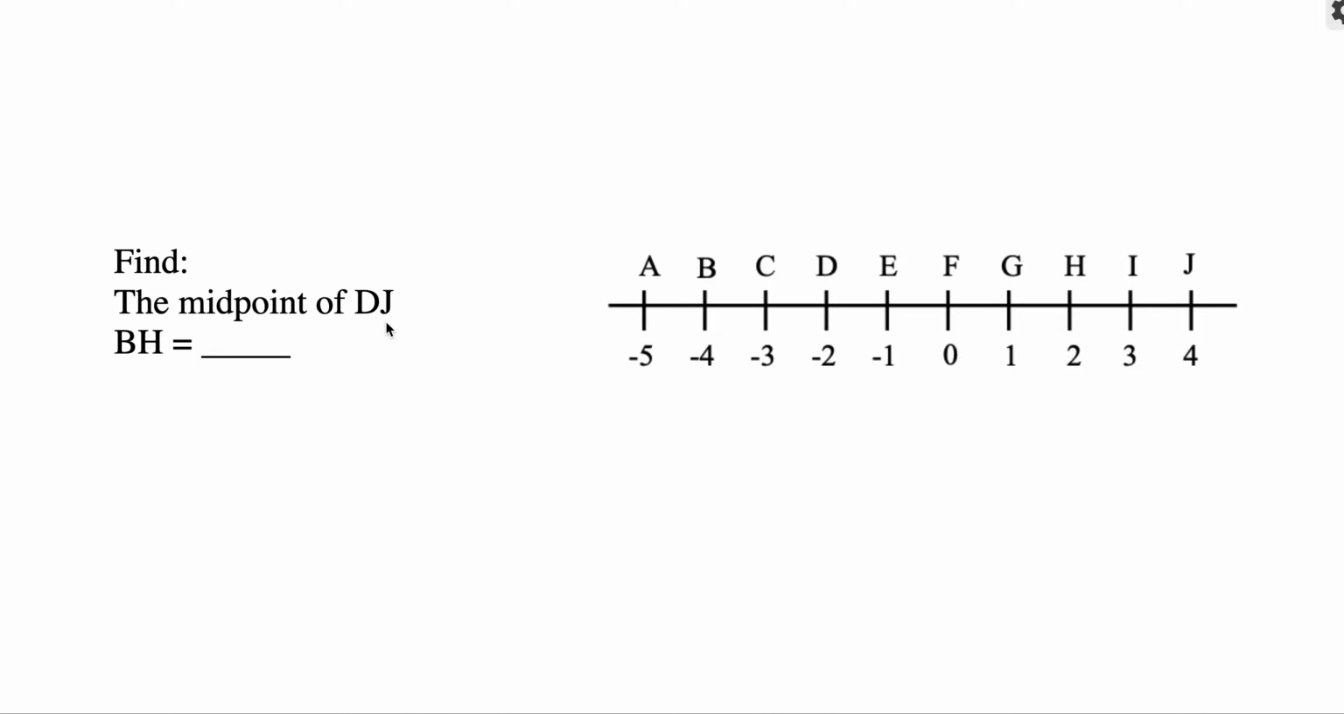So if I'm trying to find the midpoint of DJ, so D is right here, J is over here, right? Visually, I can already see that G is probably going to be my midpoint. But again, to do that, I'm supposed to add my endpoints, -2 plus 4, and divide by 2. So -2 plus 4 is a +2, divided by 2 is 1, and 1 is the coordinate of G, so my midpoint is G.